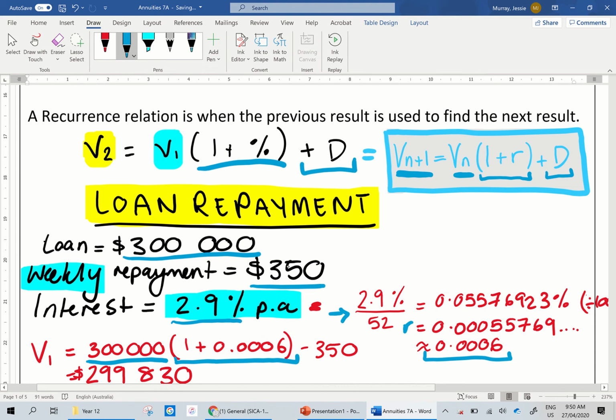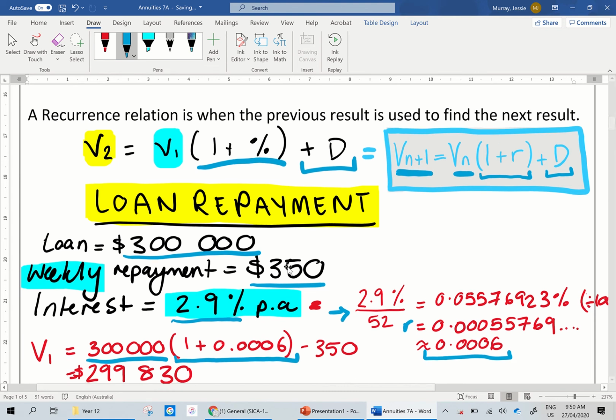Now when I put that big long part into my calculator, I get the answer here.